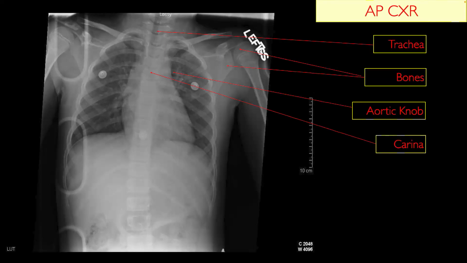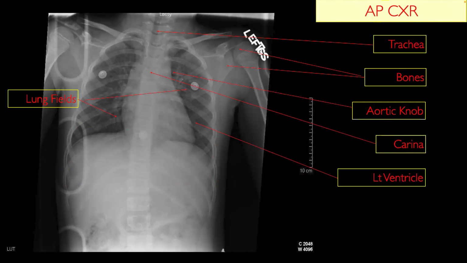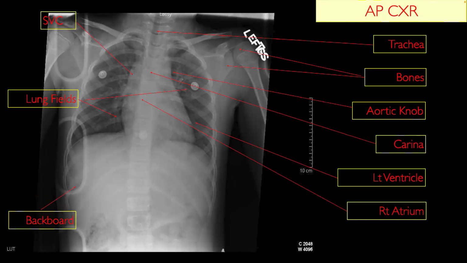The carina, or the bifurcation of your trachea into your left and right main stem. The lung fields. The left ventricle, the right atrium. Then of course we can see the SVC. And like every good trauma patient, you're going to have a backboard there.